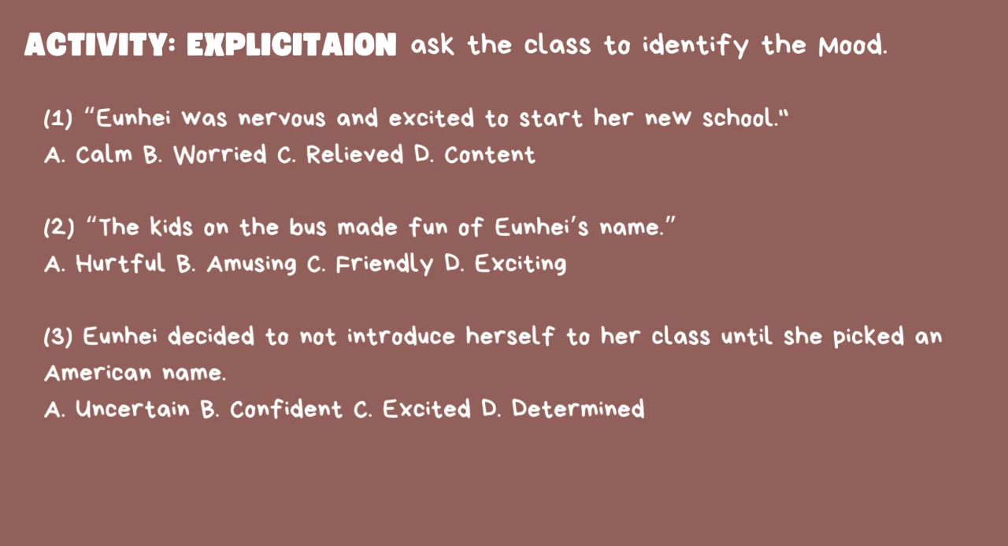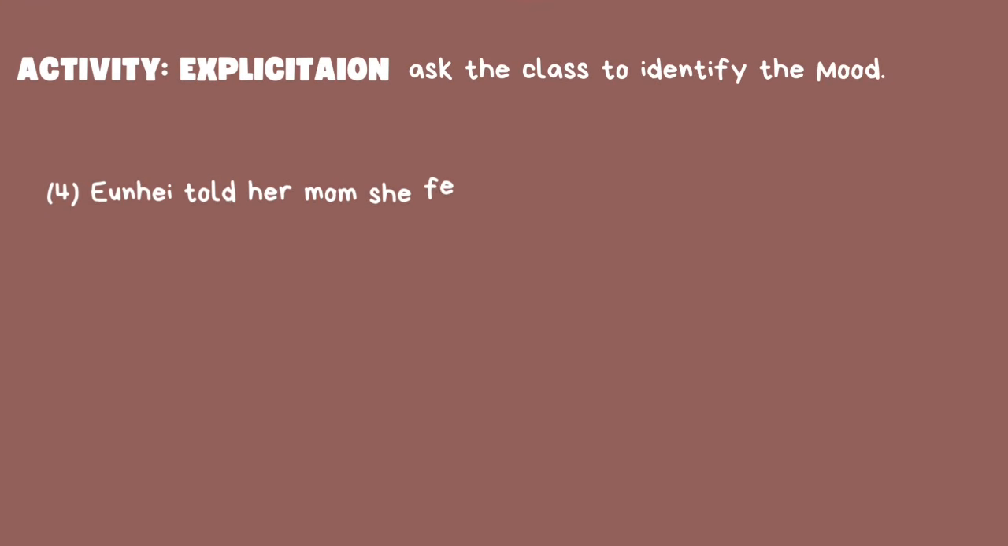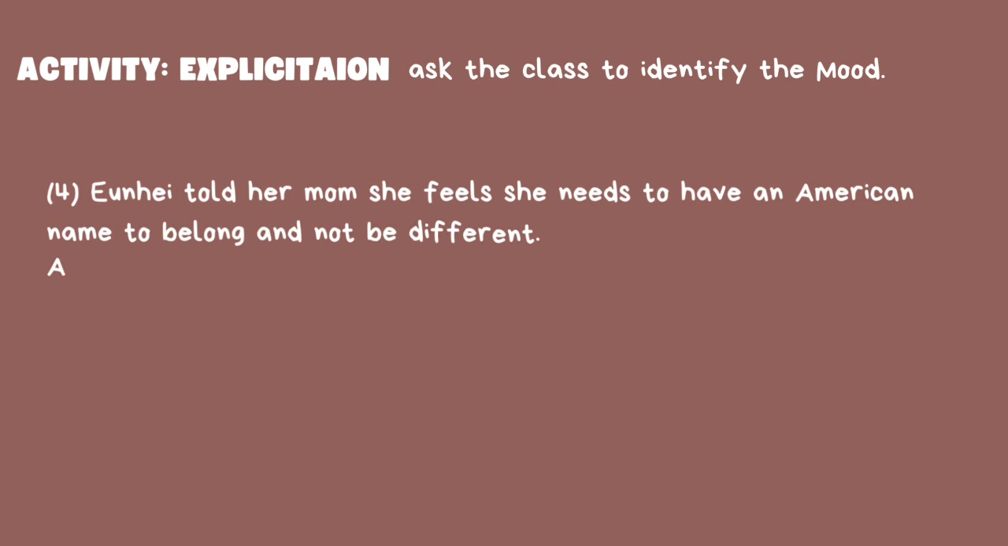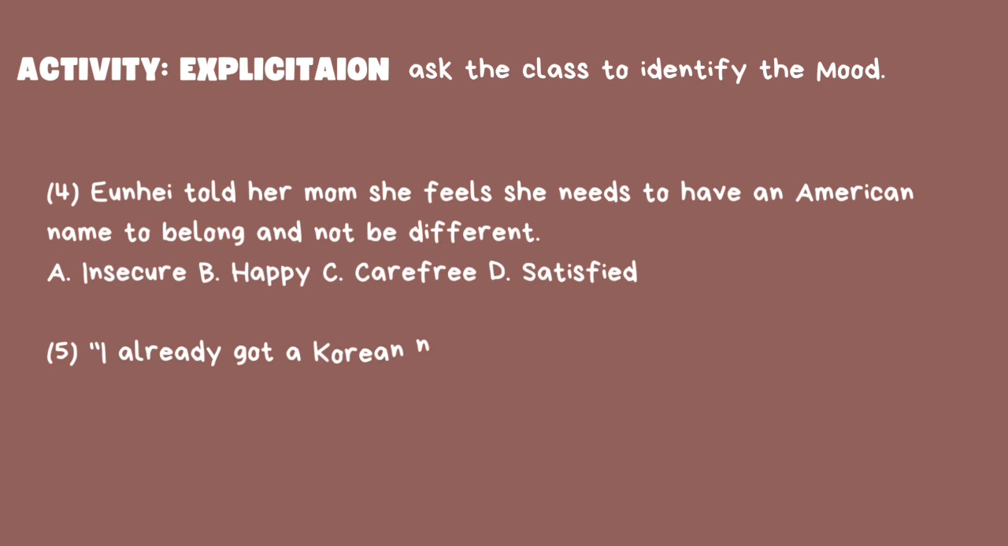Number 2, the kids on the bus made fun of Yunhei's name. Is it hurtful, amusing, friendly, or exciting? Number 3, Yunhei decided not to introduce herself to her class until she picked an American name. Does she feel uncertain, confident, excited, or determined? Number 4, Yunhei told her mom she feels she needs to have an American name to belong and not to be different. Is she insecure, happy, carefree, or satisfied?